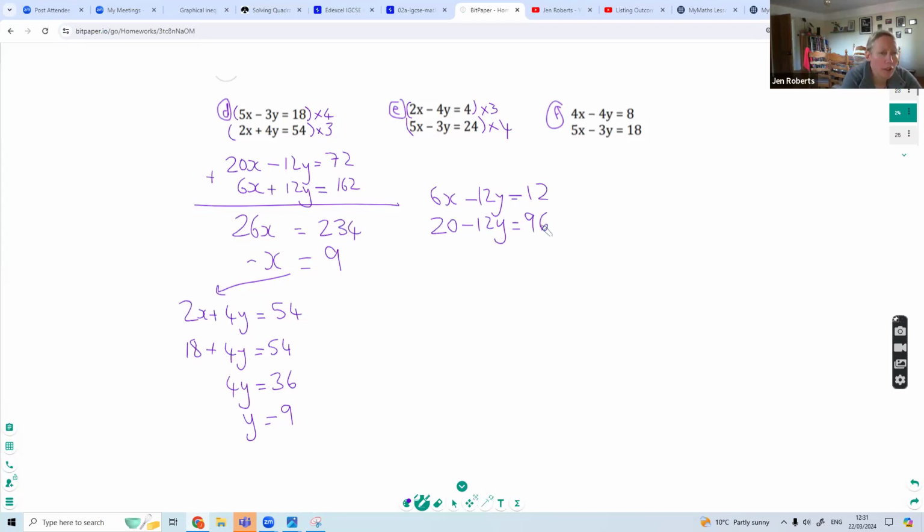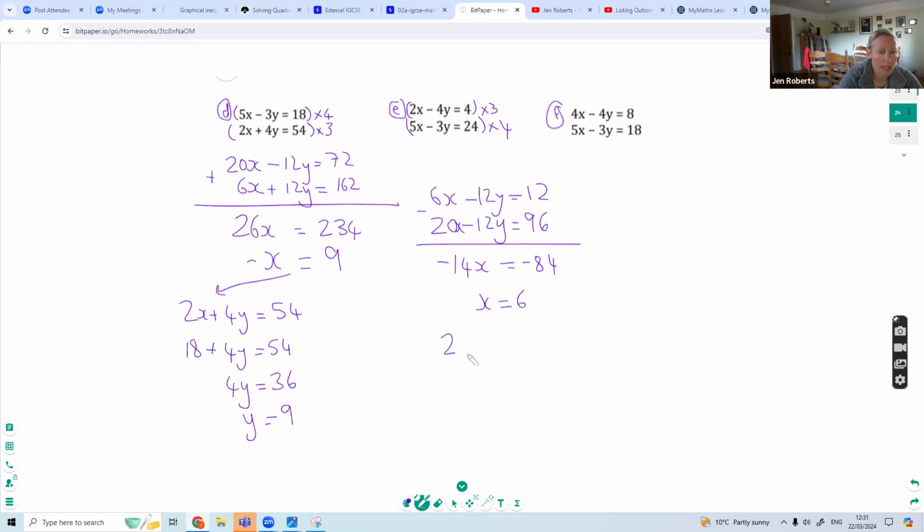Okay, now, what are you going to do with these? Are we going to add or subtract? Signs are the same, so we subtract. Remember, it's only an add if it's a plus and a minus. Oh, that should be an x, 20x there, shouldn't it? Sorry, so 6x minus 20x is minus 14x. Your y's disappear. 12 take away 96 is minus 84. Divide both sides by minus 14. We get x is 6.